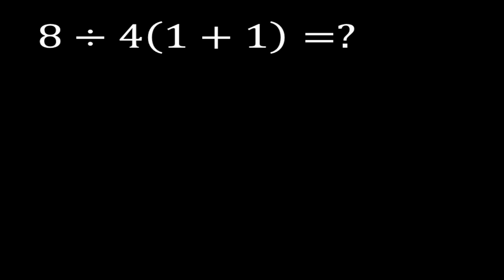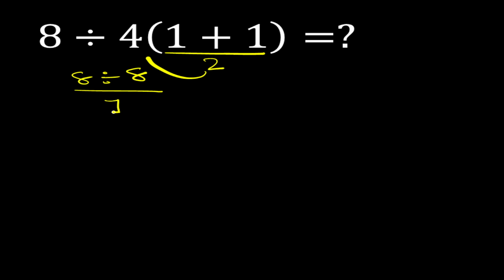So most people solve this question like 1 plus 1 is equal to 2, right? Then 2 multiply 4 is equal to 8. Then 8 divided by 8, and that is equal to 1, right? But this answer is not correct. This answer is completely wrong.